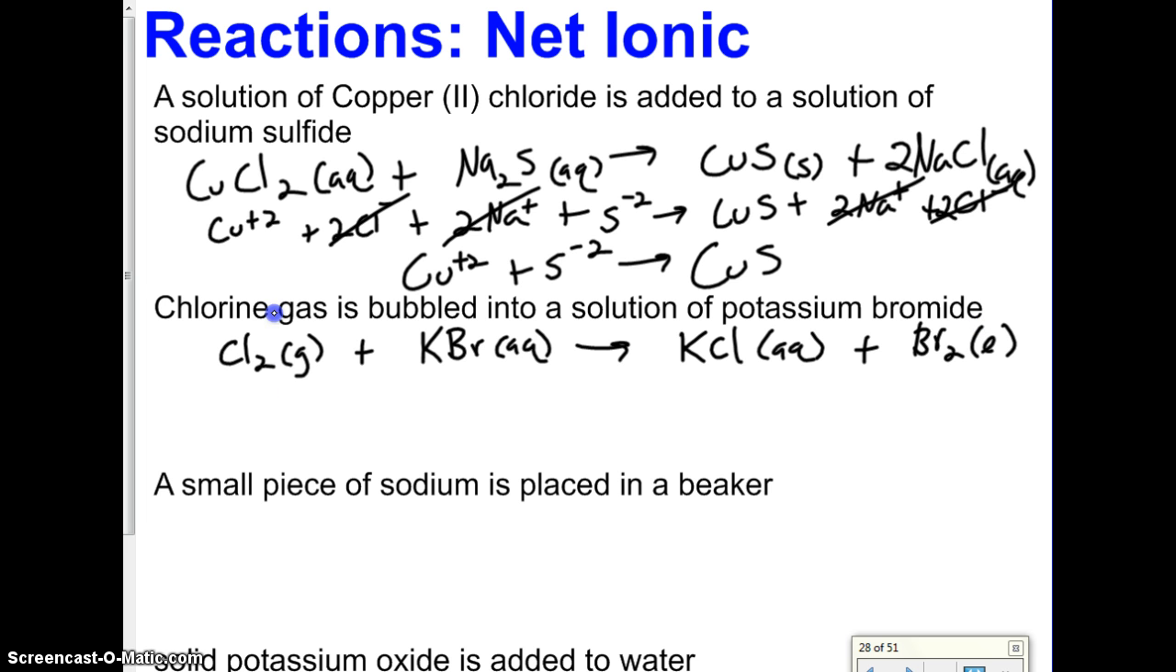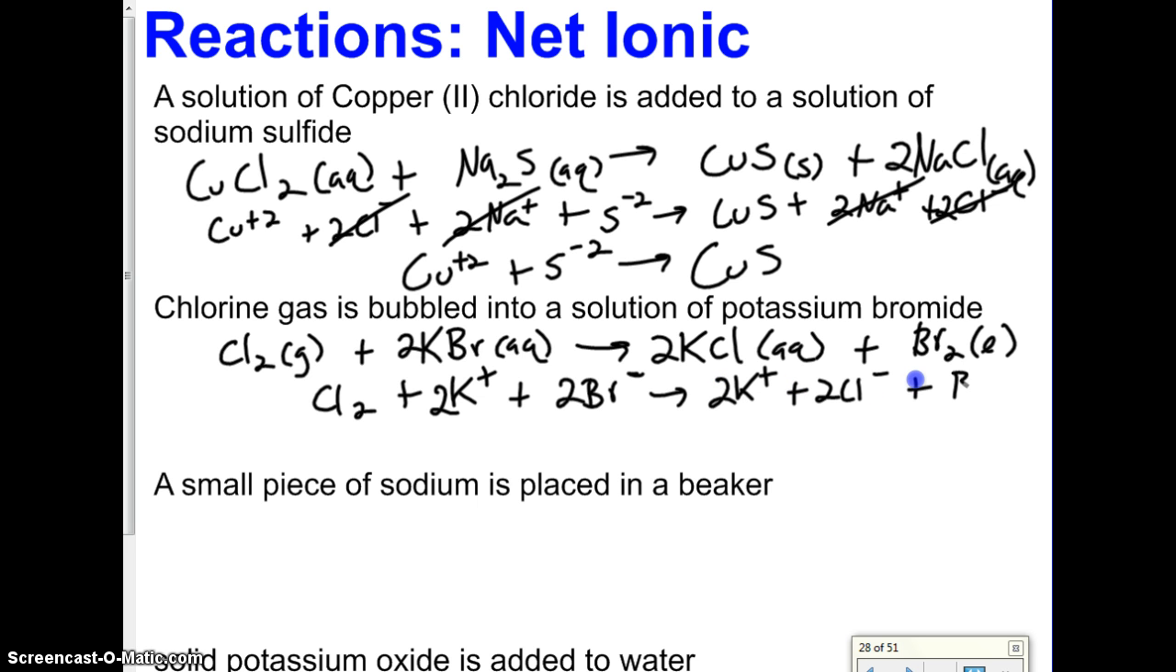So we break up our ions. Again, Cl2 is not aqueous. It is not going to break up. Potassium will, and there should be a 2 here, as well as a 2 here, plus 2 bromine ions, forming 2 potassium ions, plus 2 chlorine ions, plus Br2, which will not break up as well because it's a liquid. So the only thing that cancels out here are our potassiums. So our final reaction is just Cl2 plus 2 Br minus, forming 2 Cl minus plus Br2.